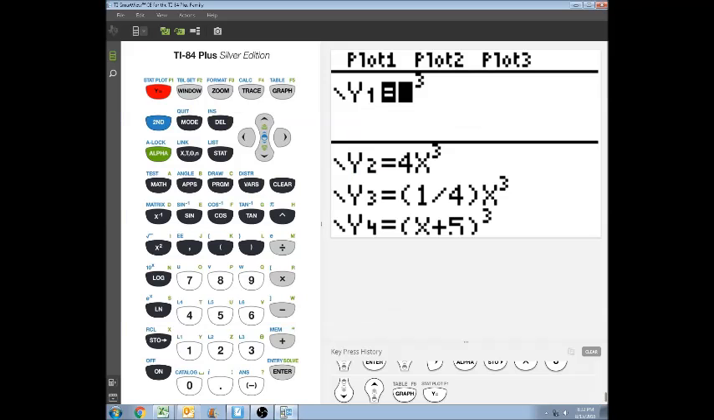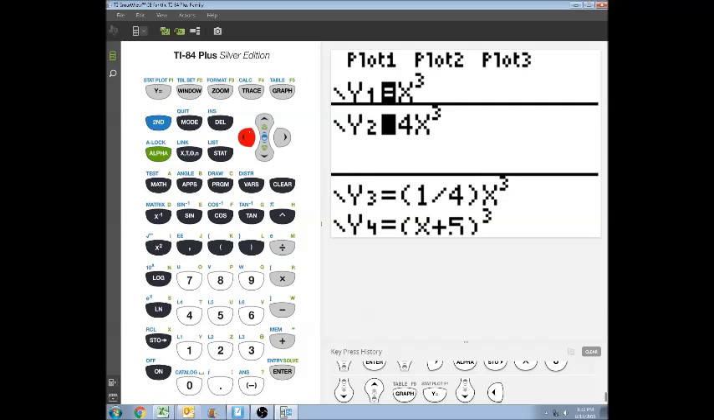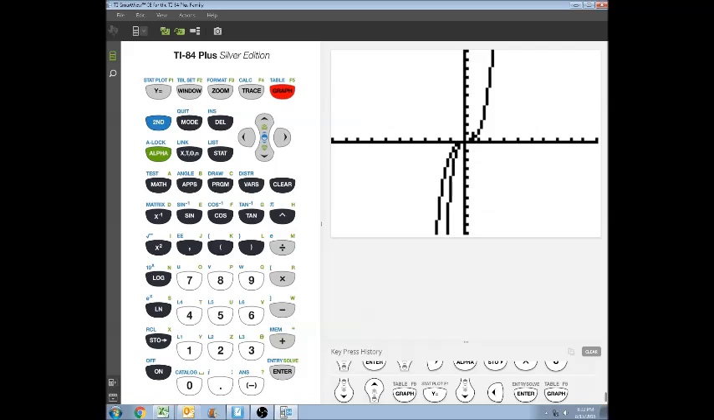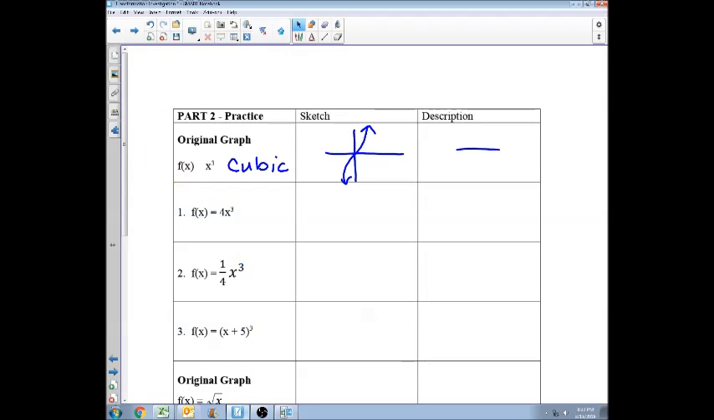If we go back to our calculator, let's go ahead and activate our 4 times x to the third. If you remember from the front page, this should stretch our graph, so it'll make it tighter to the y-axis, and as you see there, it does in fact do so. So if I go back here, I want to sketch that. I want to see that it's closer to the y-axis all the way through, because I have stretched it.